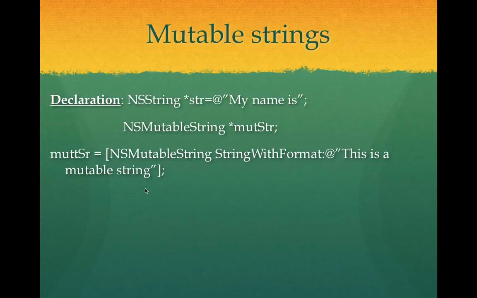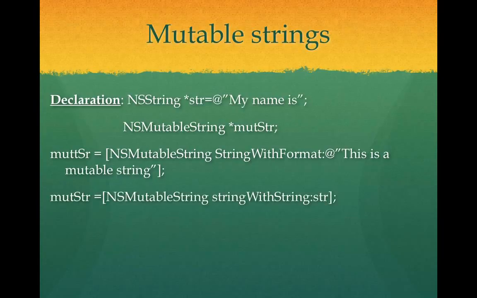Now how can I manipulate the data inside these strings? I simply use this method. It's called string with string. So the content of mutstr, which is this is a mutable string, will be replaced by whatever is here, which is str. So mutstr will be holding this string my name is. So mutstr is now assigned to my name is.